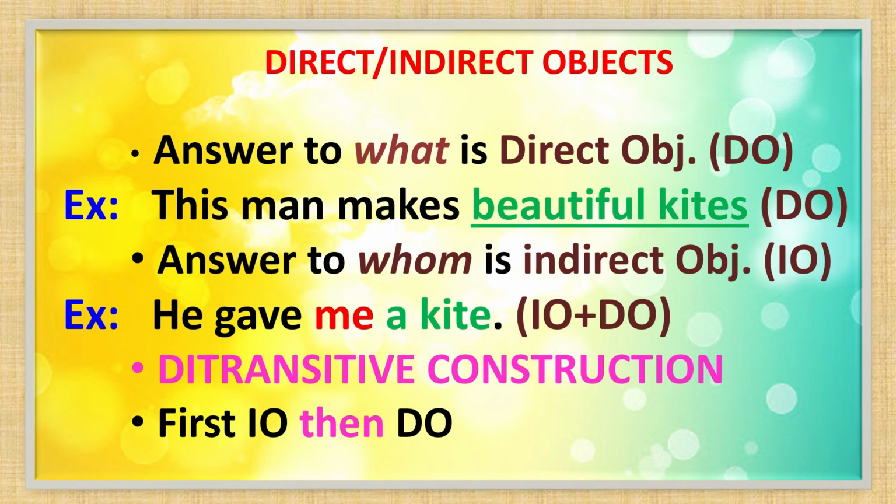So, we need two objects for passivization. Any object may be there, I mean the direct object or the indirect object may be there in the sentence, and we make it passive accordingly. Sometimes we have both the objects, DO and IO, in an English sentence.